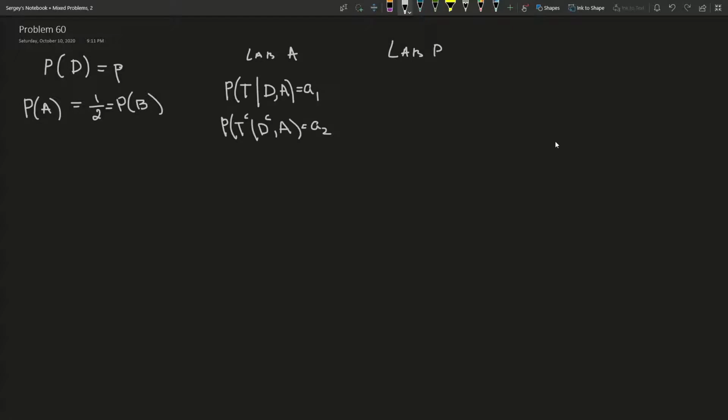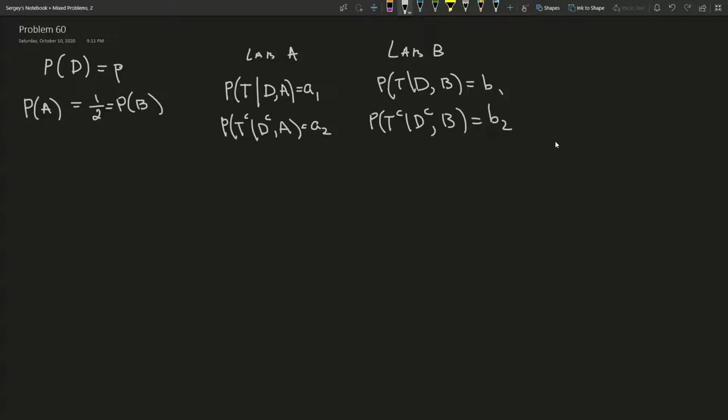And we have corresponding numbers for lab B. So the probability of testing positive given the patient has the disease and the test was sent to lab B is B sub 1. And the probability that the patient does not test positive, given that they don't have the disease and their test was sent to lab B, is B sub 2.